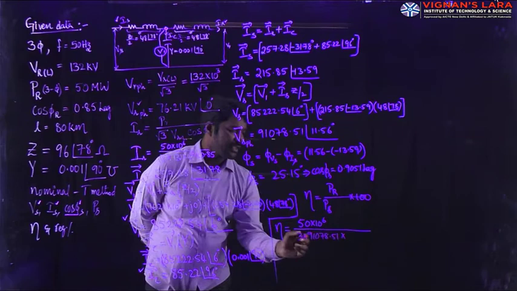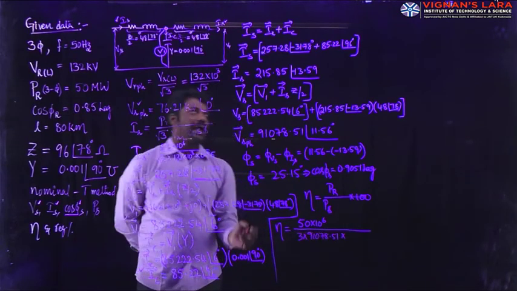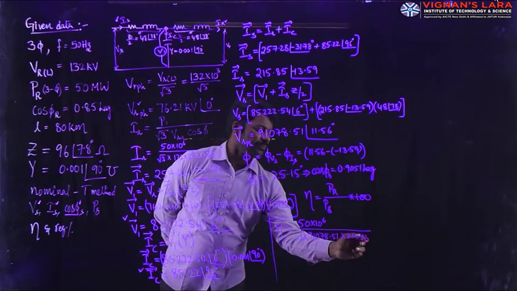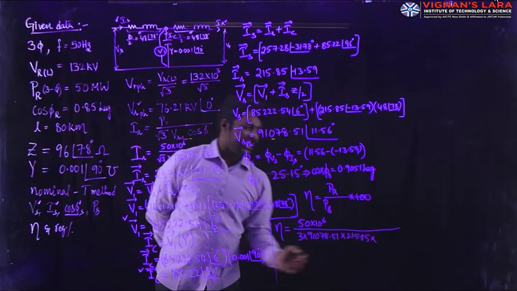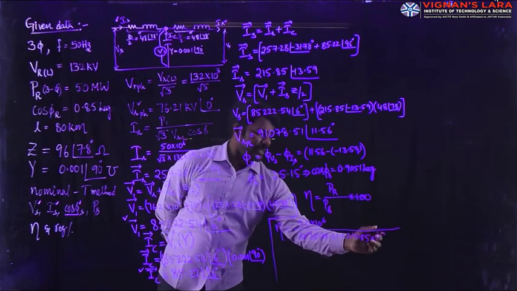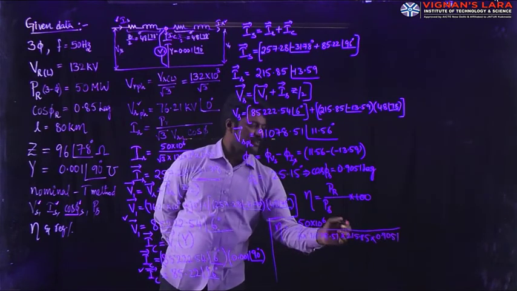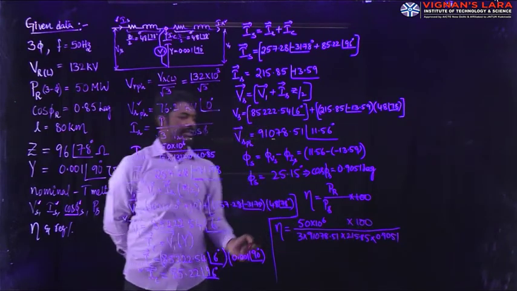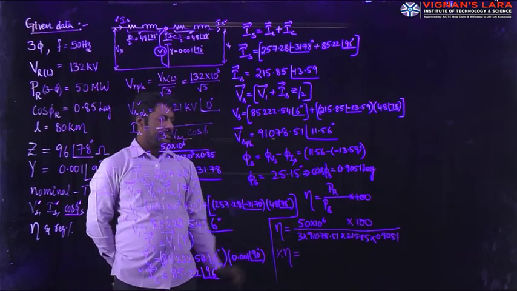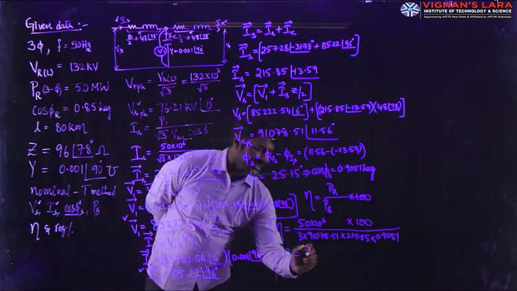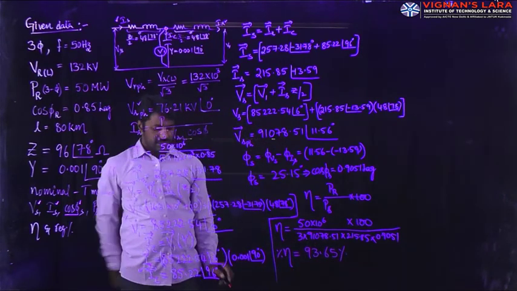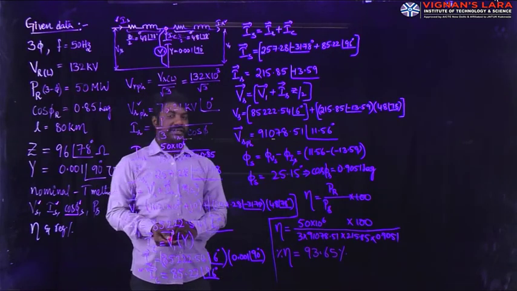91,778.51 volts. 3 V phase, I phase, the current, is 215.85, to be multiplied with the sending end power factor. The sending end power factor is 0.9051. As it is a percentage value, I will multiply it with 100 in the numerator. So the percentage efficiency is calculated now. Simplify in the calculator and you will get the percentage as 93.65%.